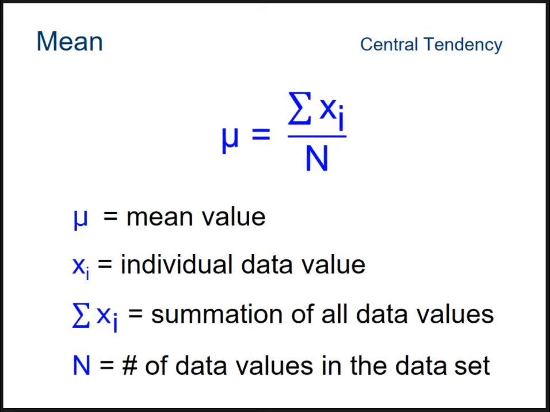Mu means mean value, the average. Xi is the individual data value, and that just means x to any number of values. The Greek letter epsilon here means add them up, the sum of all the data values, and the capital letter N is the number of data values in the data set.